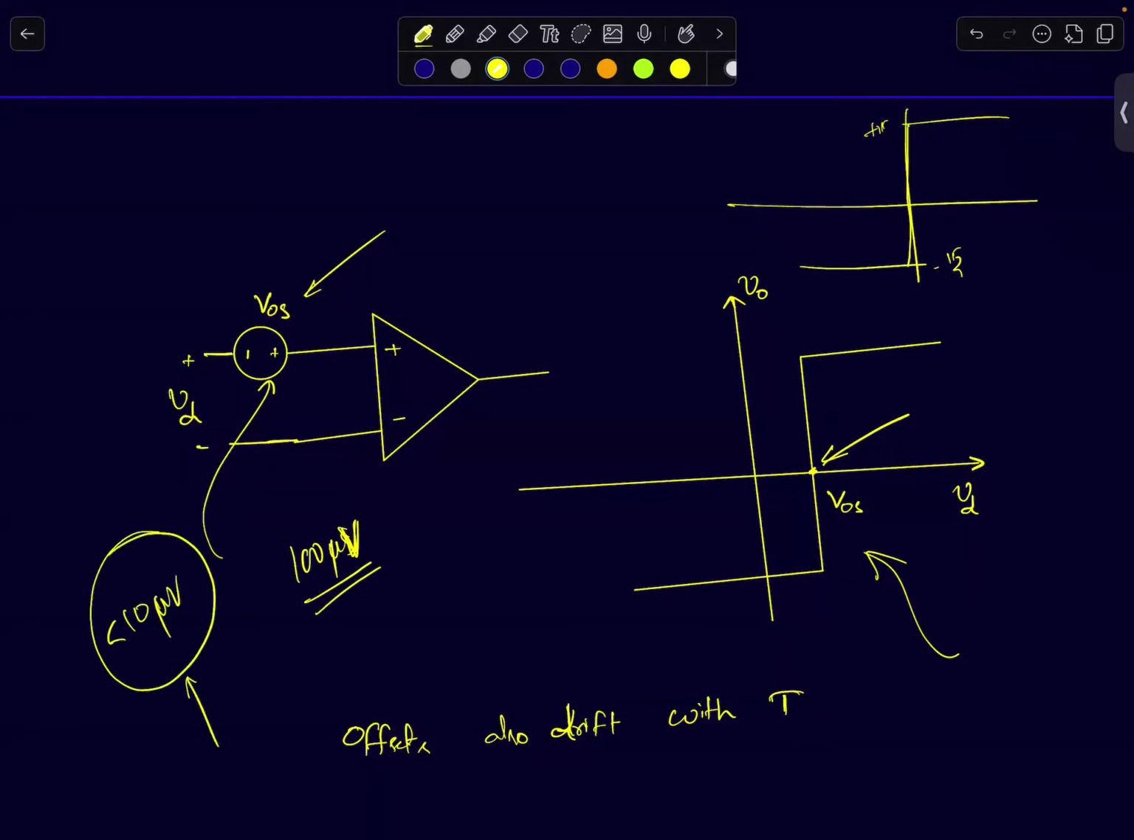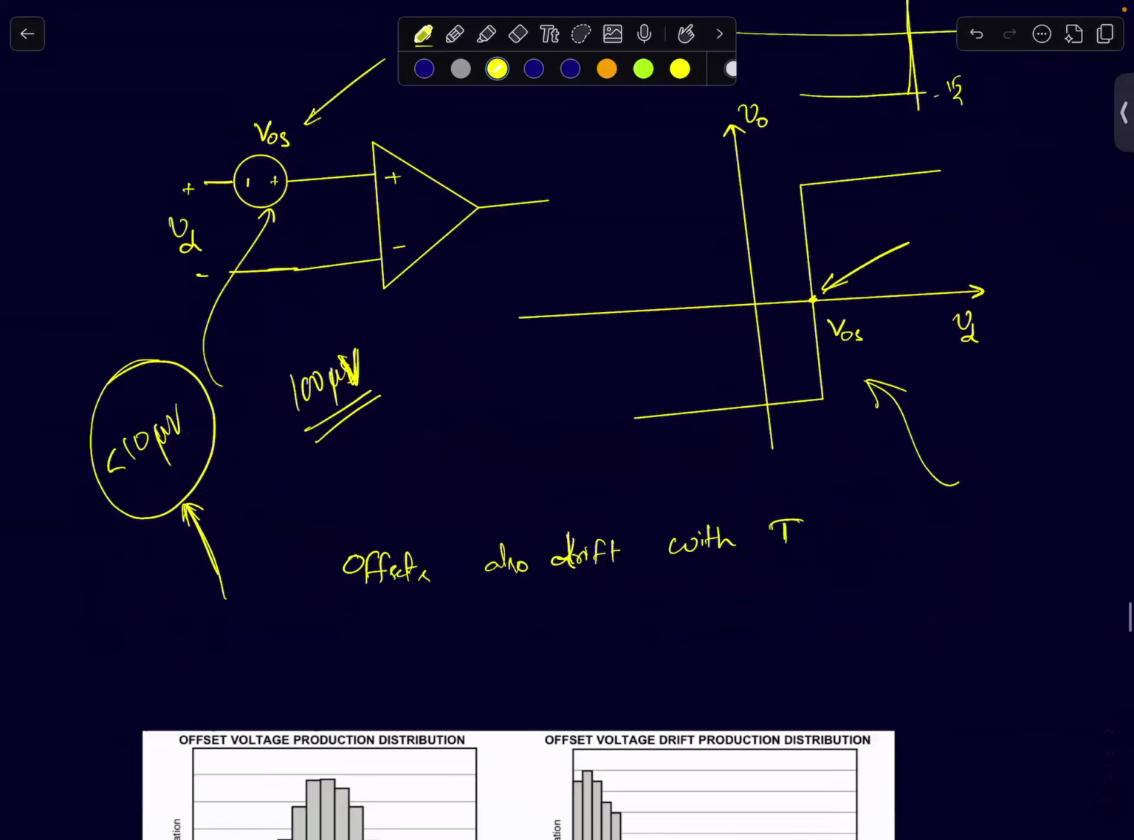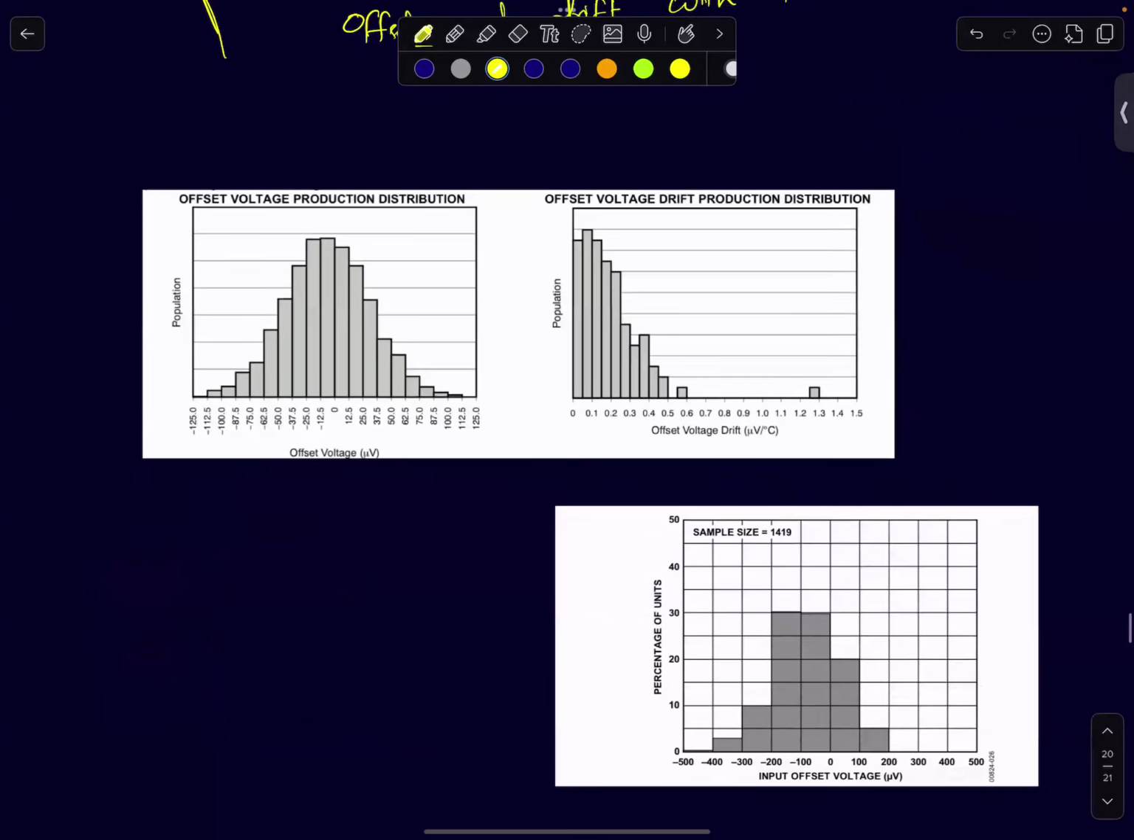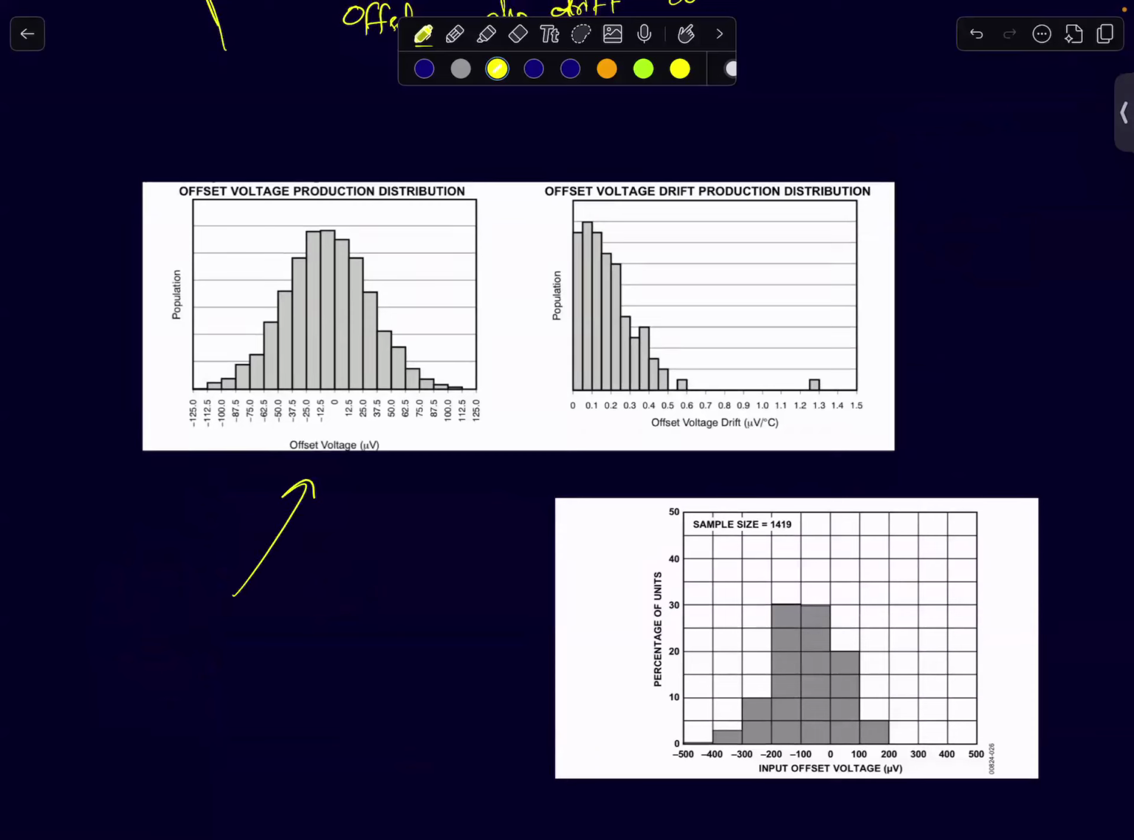So for those special purpose op-amps which will give you very low offsets, they will cost a bit more, but they will give you very low offset levels. Okay. And I also very briefly told you guys that this is actually the offset voltage distribution. I told you since offset is a random number, it can be both positive or negative.